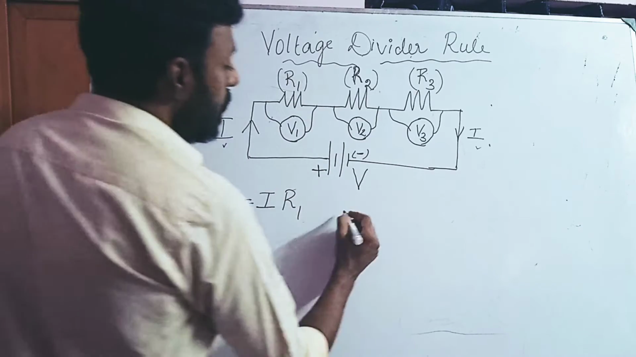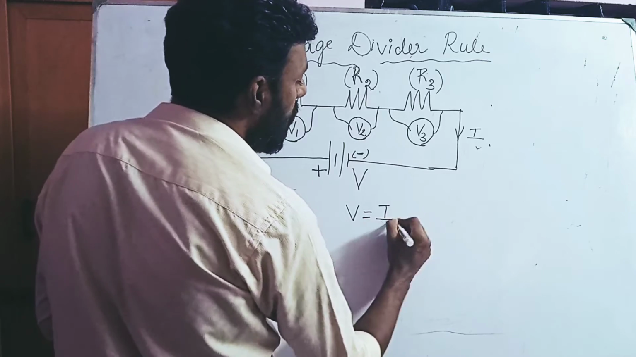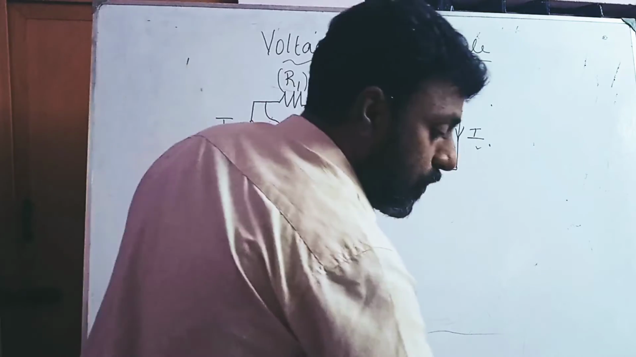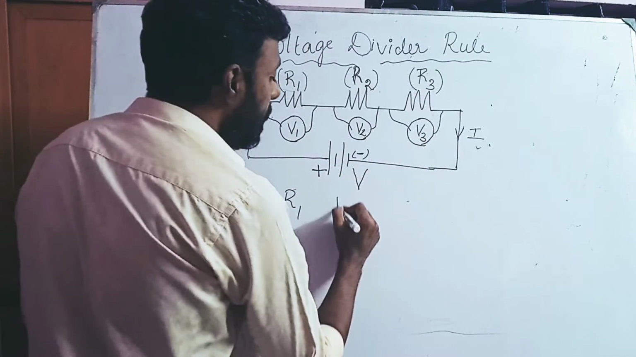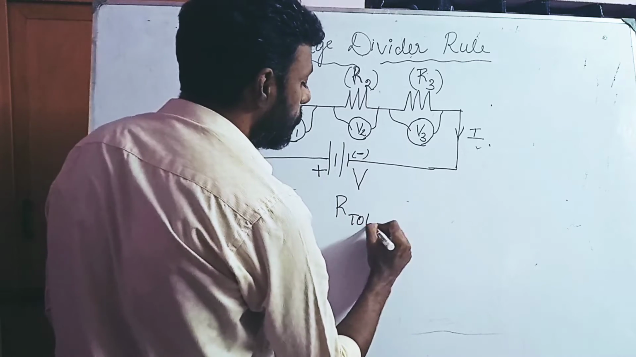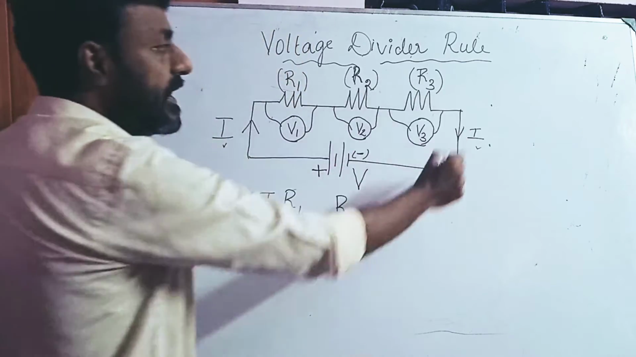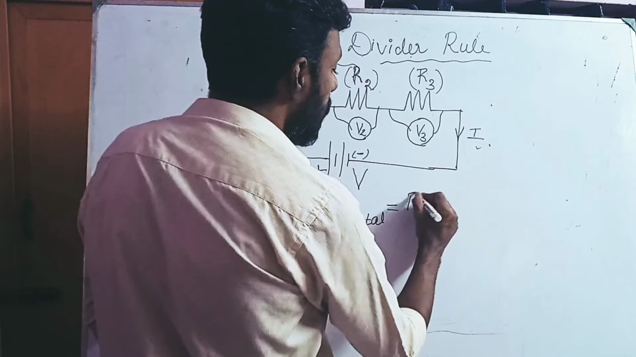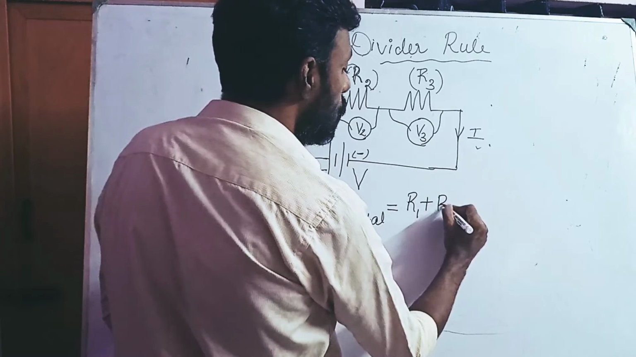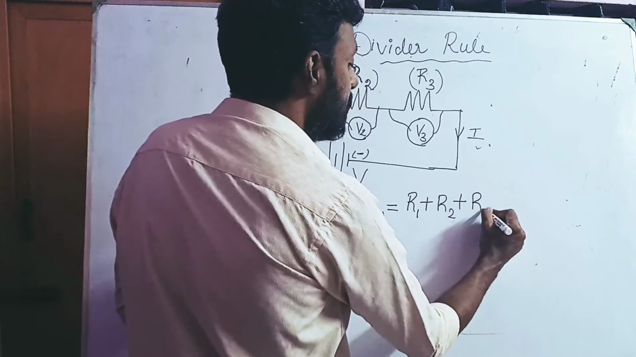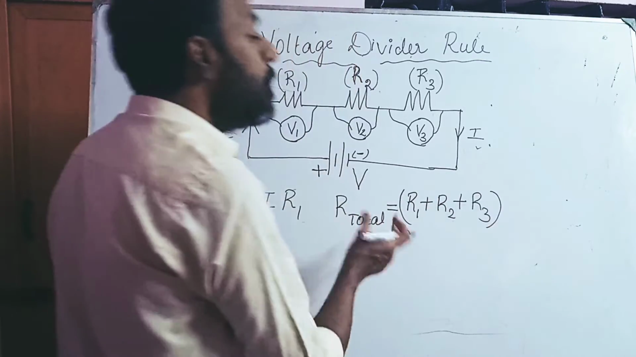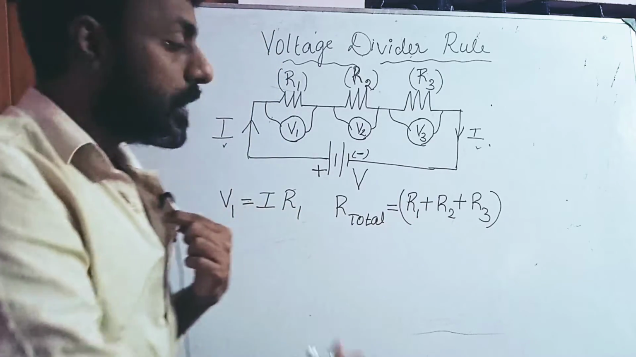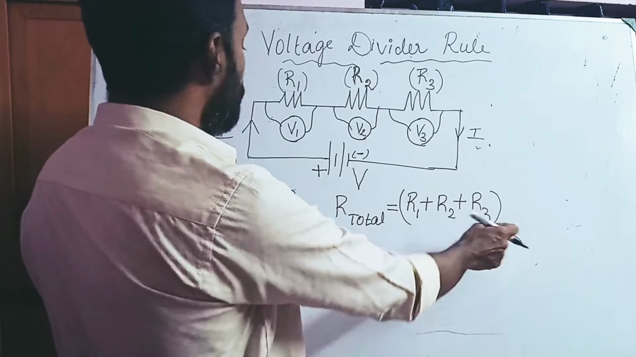So but we know that V equal to I into R. See, for this entire circuit, what will be the total resistance? Let us assume the total resistance of this entire circuit be denoted by R total. R total is nothing but R1 plus R2 plus R3. So this is nothing but the total resistance. If I sum up all the resistor values, that is called the total value of the resistance in this circuit. Right. So R total is nothing but R1 plus R2 plus R3.